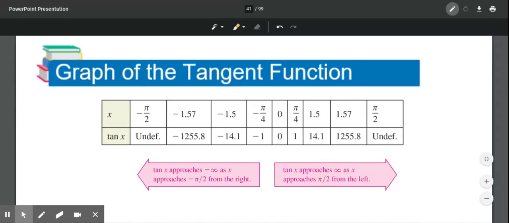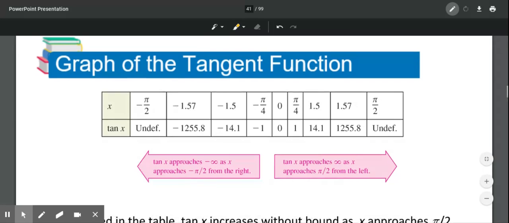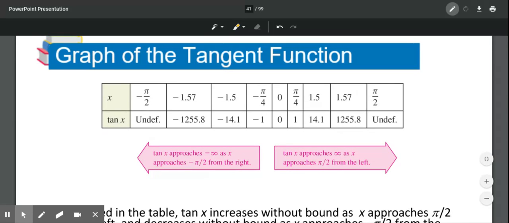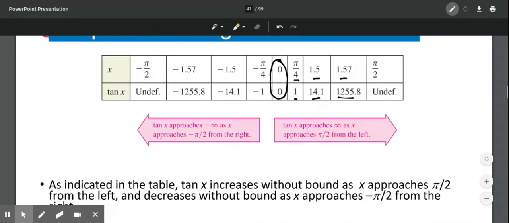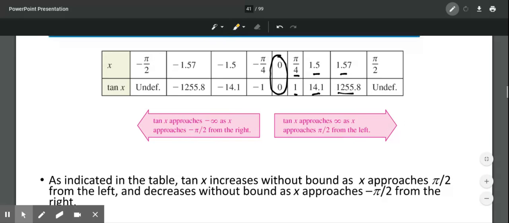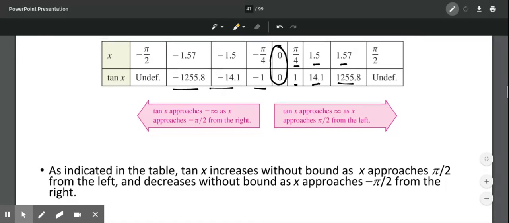Just a table of values here as we look at our y values. So at 0, 0, your tangent goes through the origin. And then at pi over 4, your tangent's 1. And at 1.5, it's 14. And at 1.57, it's 1,255.8. And then at pi over 2, it's undefined. So it's that idea that it's growing and getting really big as it approaches that vertical asymptote. And then in the other direction, it's getting really, really small. So it's going towards negative infinity.